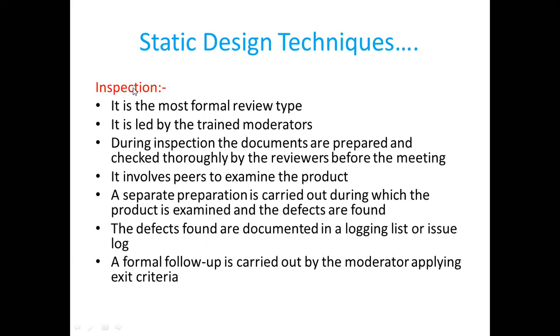What issues they got, they will log into a bug tracking tool, and you have to fix all those things one by one. Once you have fixed them, somebody will make sure that you have really fixed them, and only then will they allow you to reach the exit criteria. So that's about inspection, and it's the most formal review type. That's what we need to remember here.